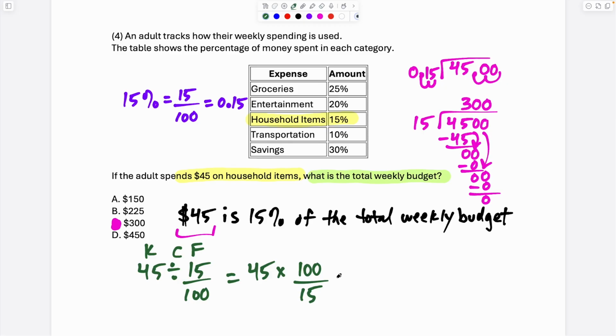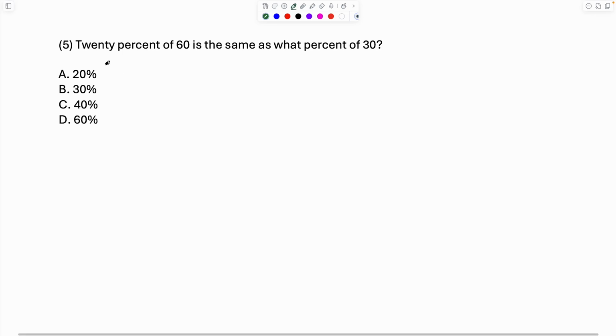So for this one, you see how I do 45 times 100 is equal to 4,500, and then I'm dividing by 15. But if you do the question this way, this one's really nice because you could do 45 divided by 15 is 3, and then 3 times 100 is 300. So for these questions here, you could be flexible. You could do this by dividing by the percent as a fraction or a decimal, but sometimes I find it easier to divide by the fraction. But either way, we're getting choice C.